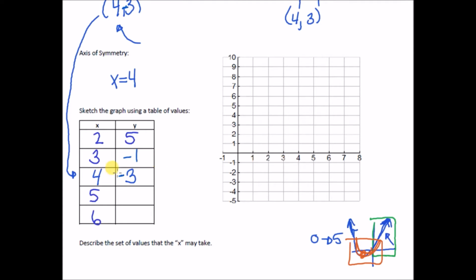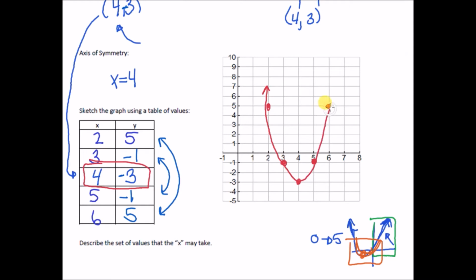By putting the vertex in the middle and by going up 1, down 1, and then up another 1 and down another 1, what we're going to find is we're going to get the same answers. Because we're focusing on the 4, 3, the vertex, we're going to have symmetry. So let's graph 4, negative 3, 5, negative 1, and then 3, negative 1, and then 2, 5, and 6, 5. And that right there is our parabola.